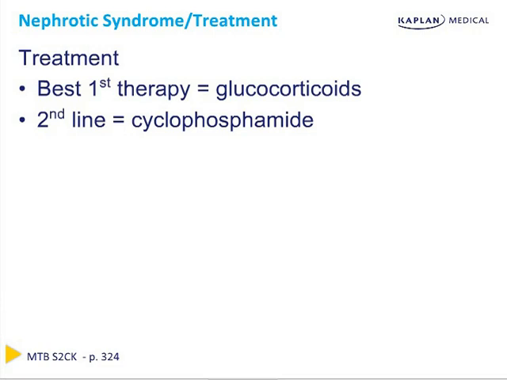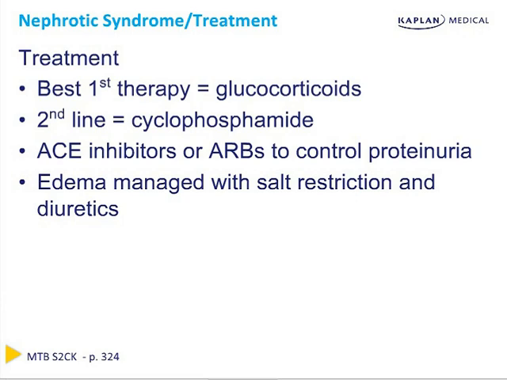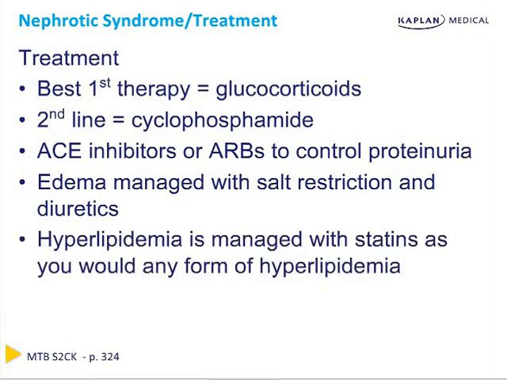Now, other than that, the treatment options are limited to really controlling the symptoms associated with nephrotic syndrome. For protein loss, ACE inhibitors or angiotensin receptor blockers can help decrease the amount of protein lost in the urine and the problems that stem from that. Edema can be managed by dietary changes such as salt restriction and also with the use of diuretics. And finally, hyperlipidemia associated with nephrotic syndrome is treated the same way we treat hyperlipidemia in any other patient. We use statins or other anti-cholesterol drugs to help control the lipids in the blood. And that concludes this section.